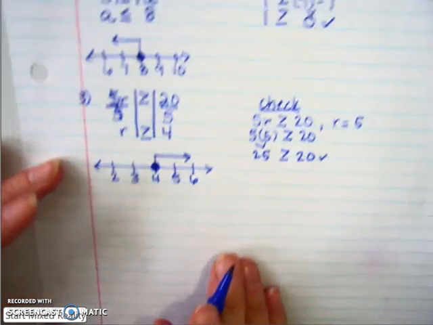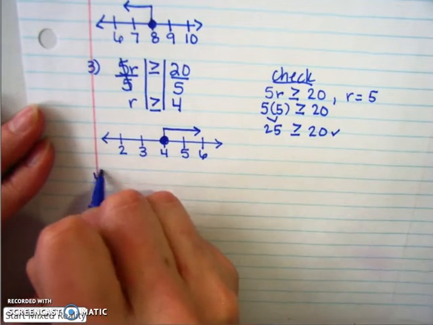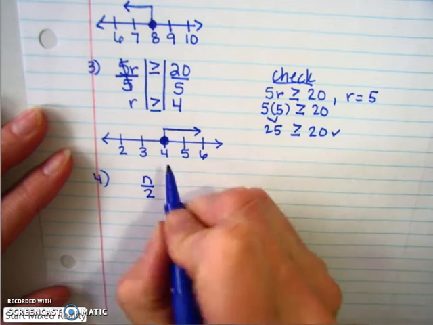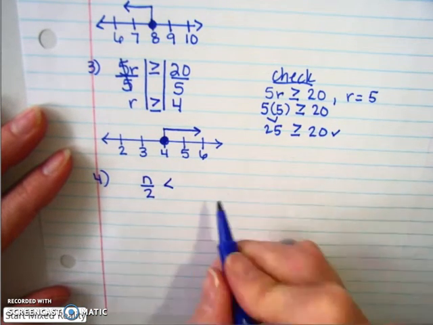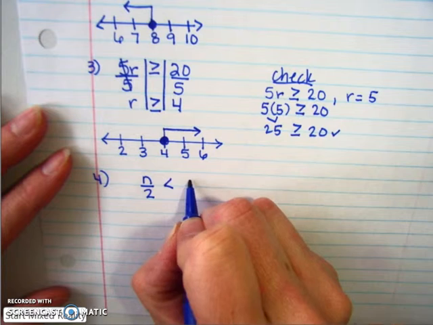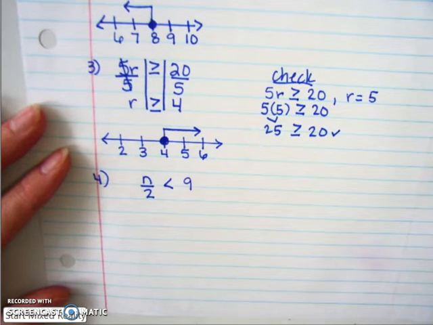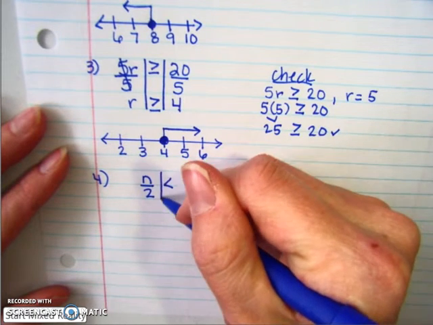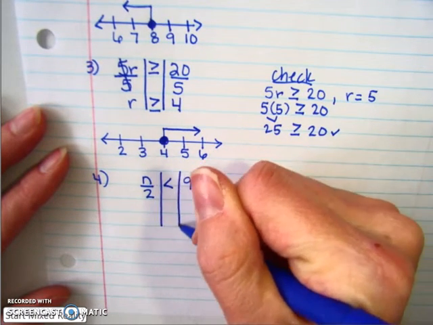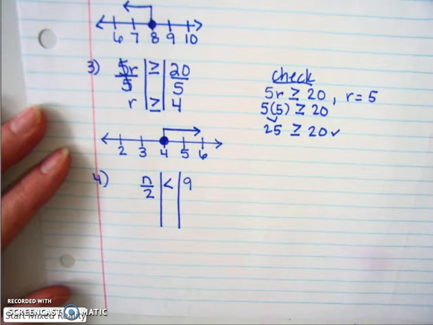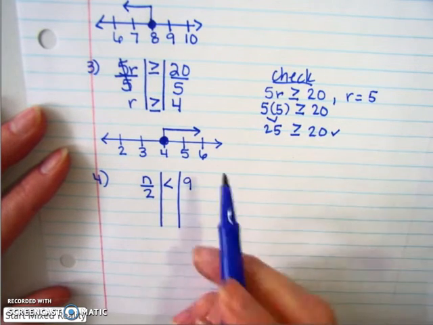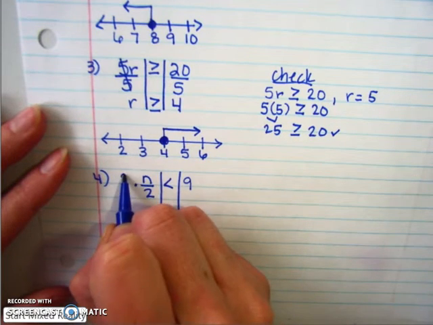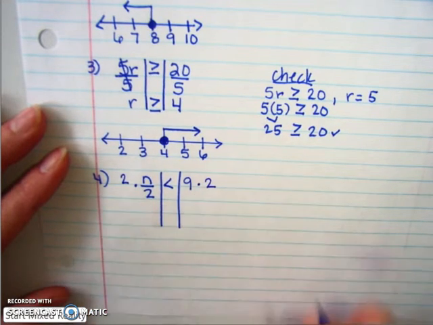All right, our last example will be division. We will do n divided by 2 is less than 9. After I draw my bars here, I want to be thinking about what math is happening to n. And I notice that n is being divided by 2. In order to undo divide by 2, the inverse operation is to multiply both sides by 2.